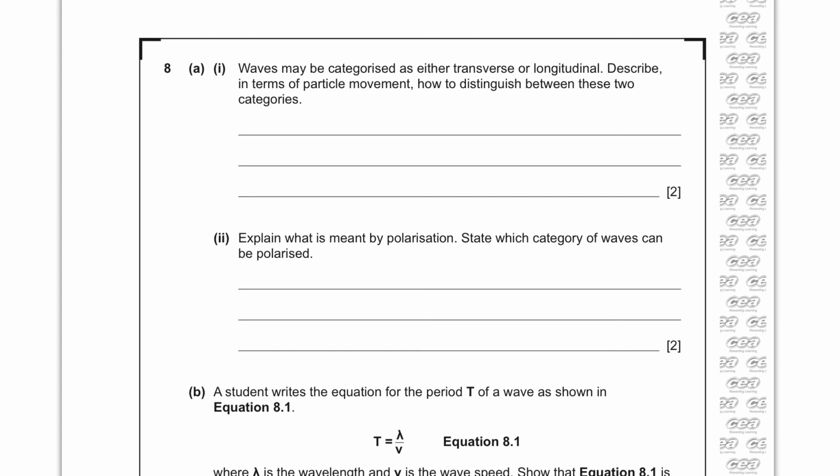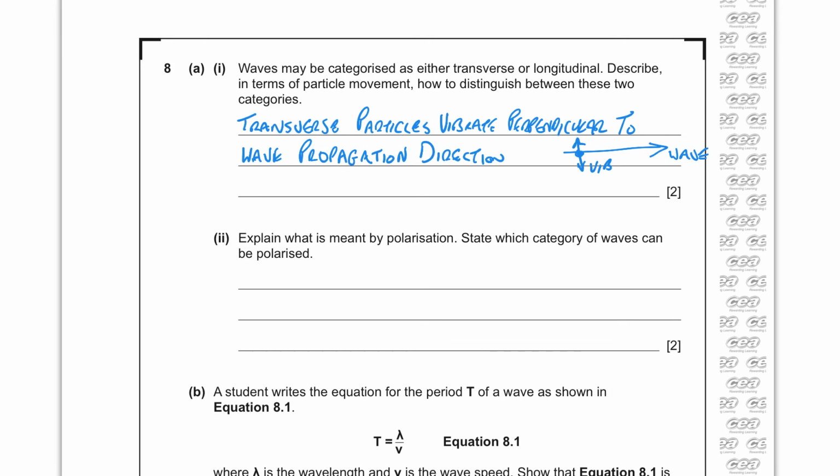8a, Part 1. Waves may be categorized as either transverse or longitudinal. Describe in terms of particle movement how to distinguish between these two categories. So in a transverse wave, the particles vibrate perpendicular to wave propagation direction, and in the longitudinal, they vibrate parallel.